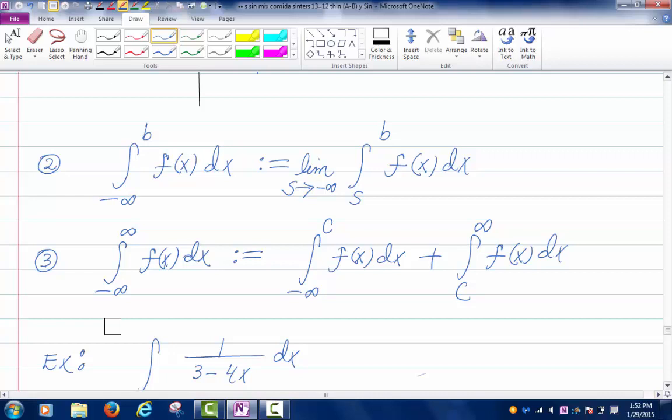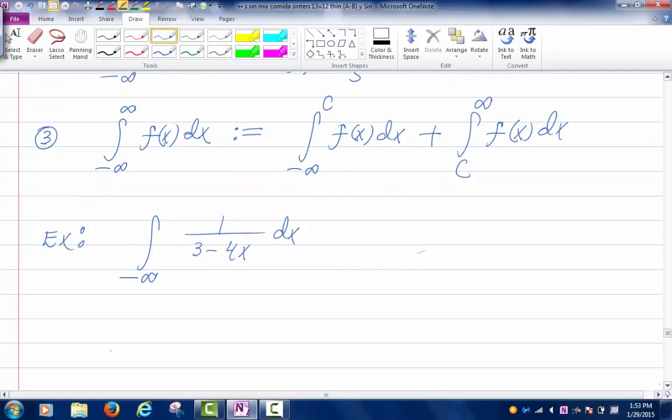Now, do I have a definition for the integral from negative infinity to c? I have a definition for that. Do I have a definition for the integral from c to infinity? I have a definition. So I'm just using those two to define the third one. Is that okay? You guys are okay with that? Once again, convergent will mean the limit is defined. Divergent will mean that the limit is not defined. Okay? So let's look at an example.